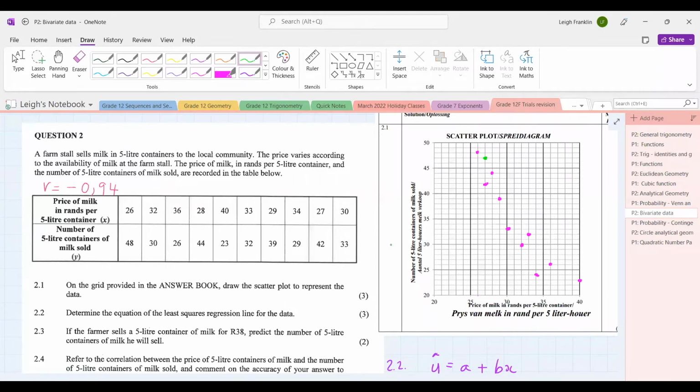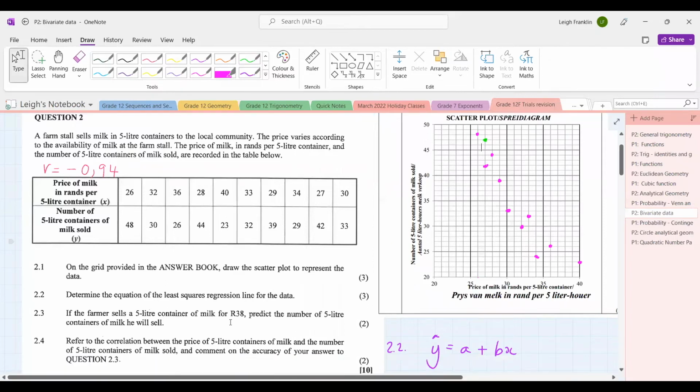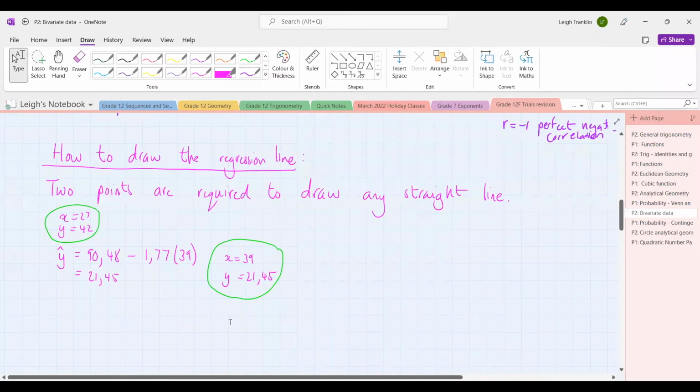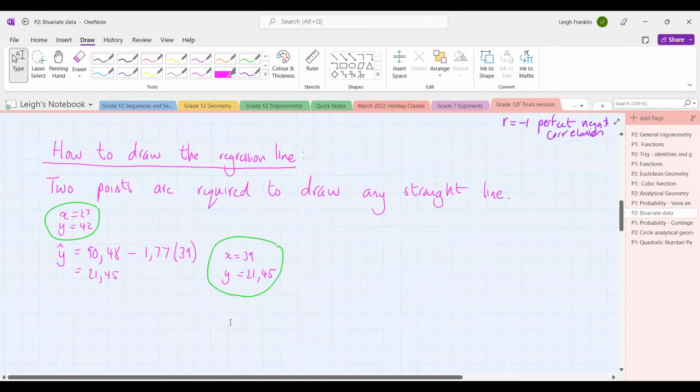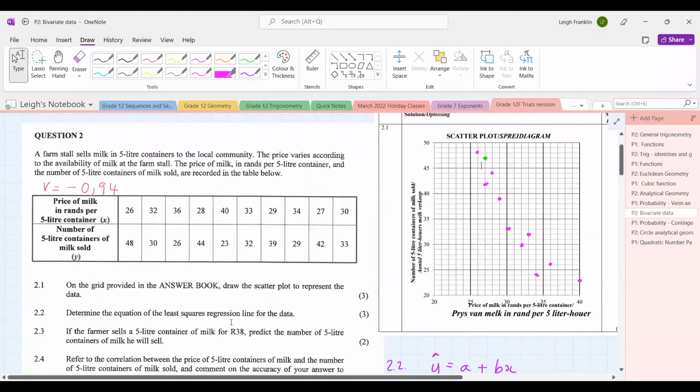I'm just going to make it a slightly different color. So that's the 27 and 42. And then the other one was 39 and 21.45. So 39 and 21.45, I guess, will be somewhere over there. Now you are going to get your ruler, and you are going to draw a straight line between these two.